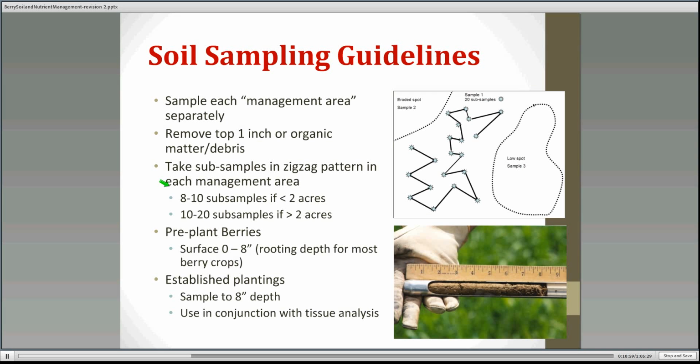You should definitely take 8 to 10 subsamples at a minimum in an area anything less than 2 acres, and anything greater than 2 acres you should have 10 to 20 subsamples as a minimum. In larger acreages you want at least a minimum of 3 subsamples per acre. For sampling for berries, both pre-plant and established plantings, you want to go down to 8-inch depth. And then in established plantings, you want to pair up the soil sample results with tissue analysis. And Cathy will talk to you a little bit more about that later.